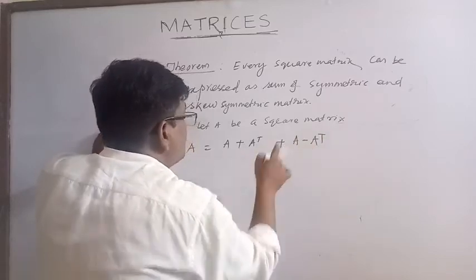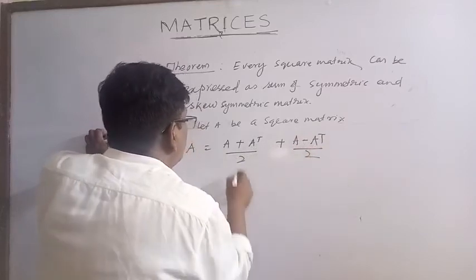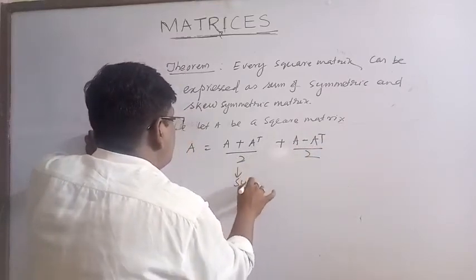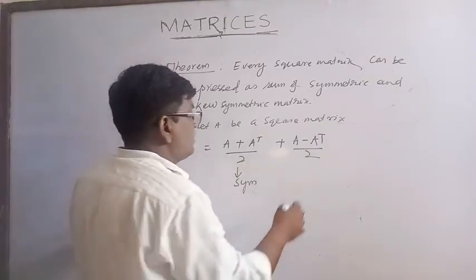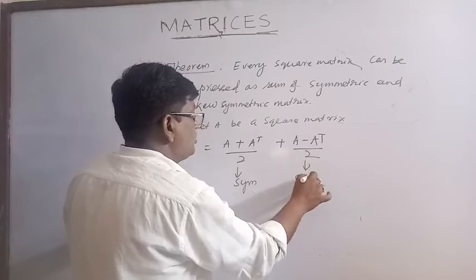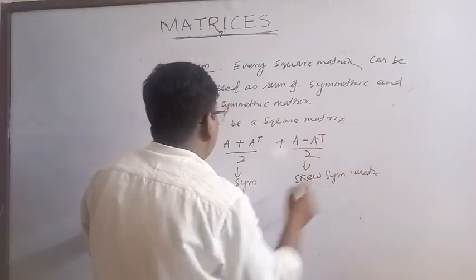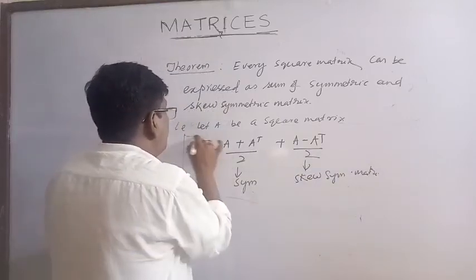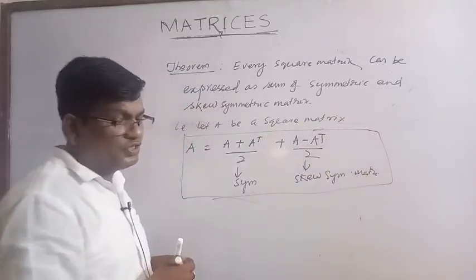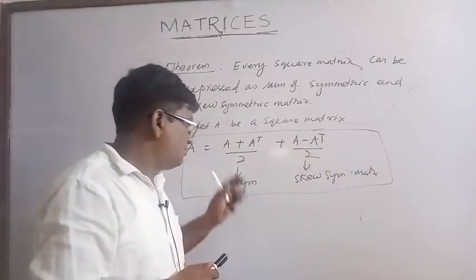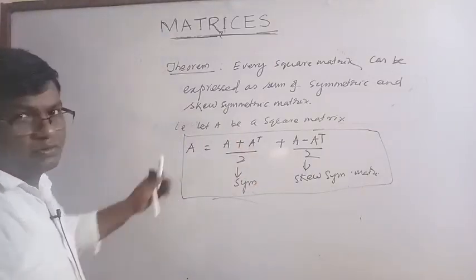The A transpose terms cancel and we get 2A, so we divide by 2. This part is a symmetric matrix, which we have already proved, and this part is a skew symmetric matrix. This is how every matrix can be expressed as the sum of a symmetric matrix and a skew symmetric matrix. One question related to this concept.